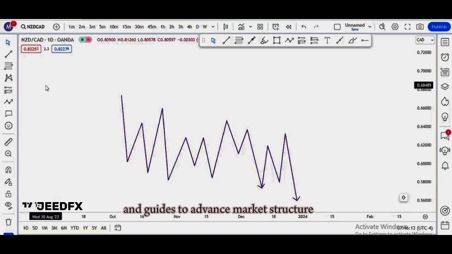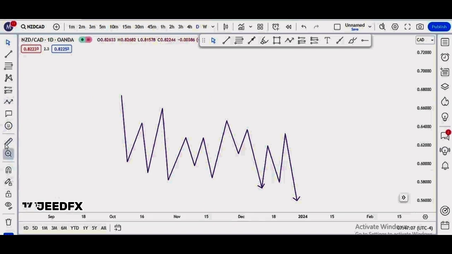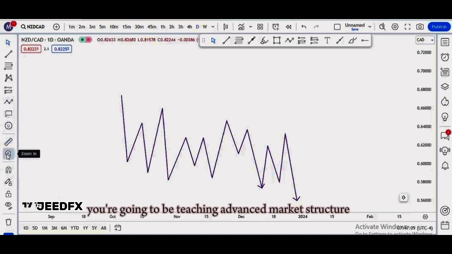advanced market structure. The market structure you see out there, they don't explain to you how the market actually moves. They just show you that the market breaks structure to the downside, goes up, breaks structure to the downside, but they don't actually show you what is behind it, what you are supposed to know before you execute any trade. Today, we are going to be teaching advanced market structure.